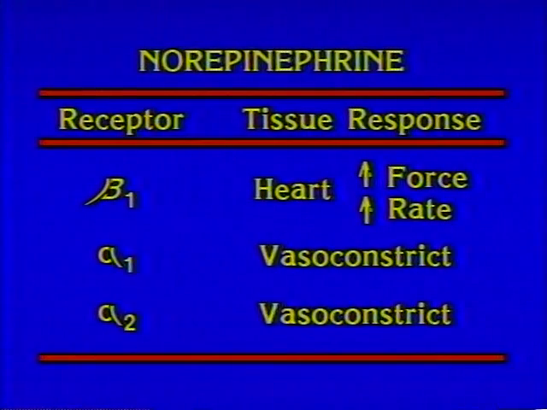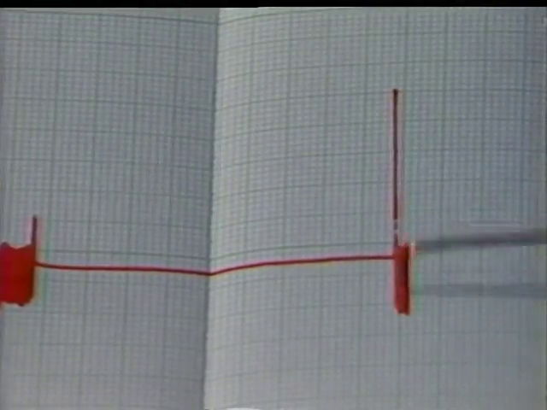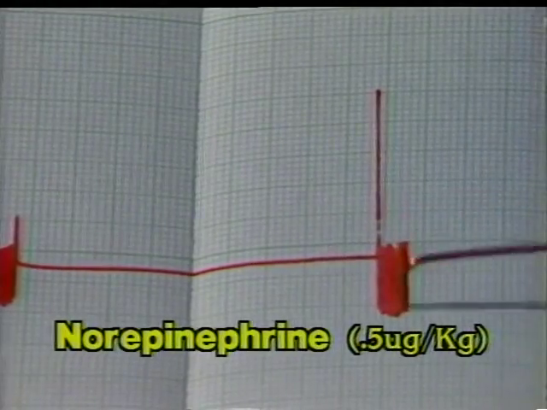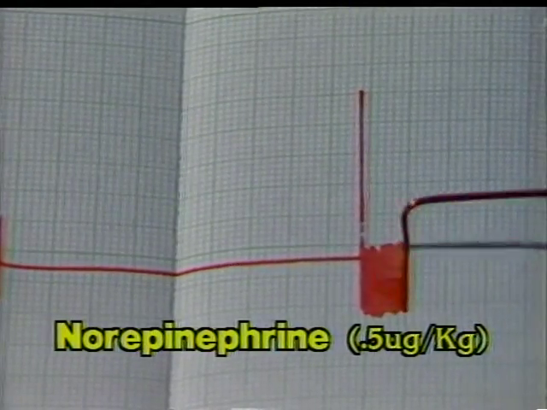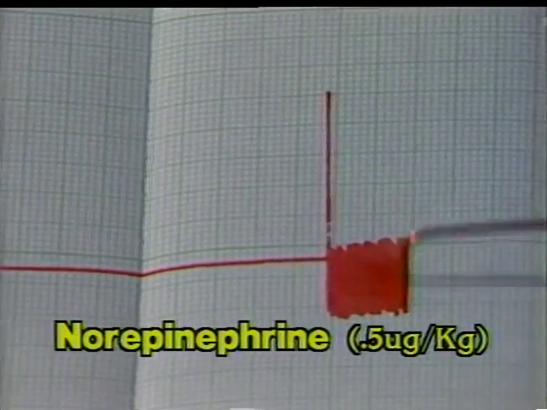It's important to note that norepinephrine has no beta-2 activity. Therefore, no vasodilatation would be expected as the drug concentration is decreased. Following an infusion of norepinephrine, we would expect an increase in blood pressure with no decrease below the baseline.